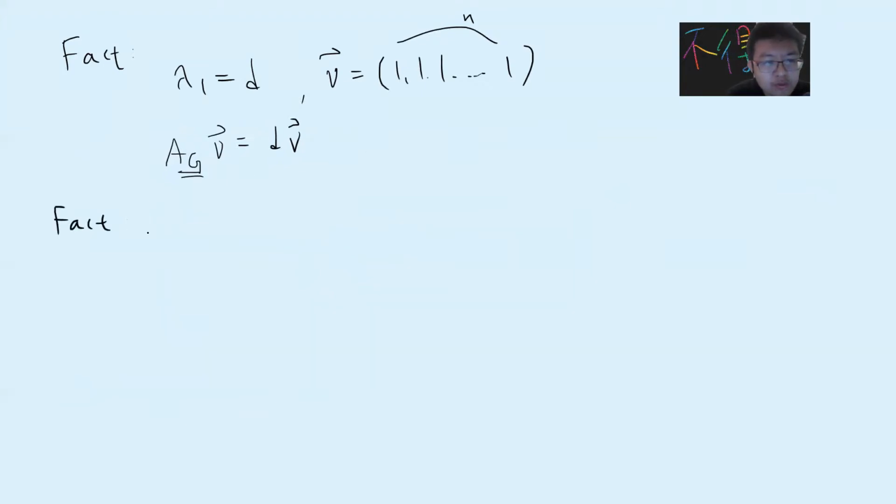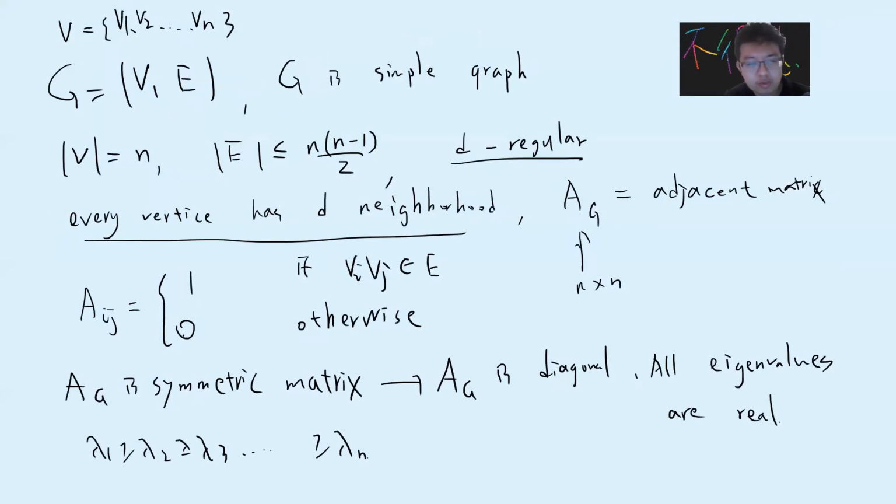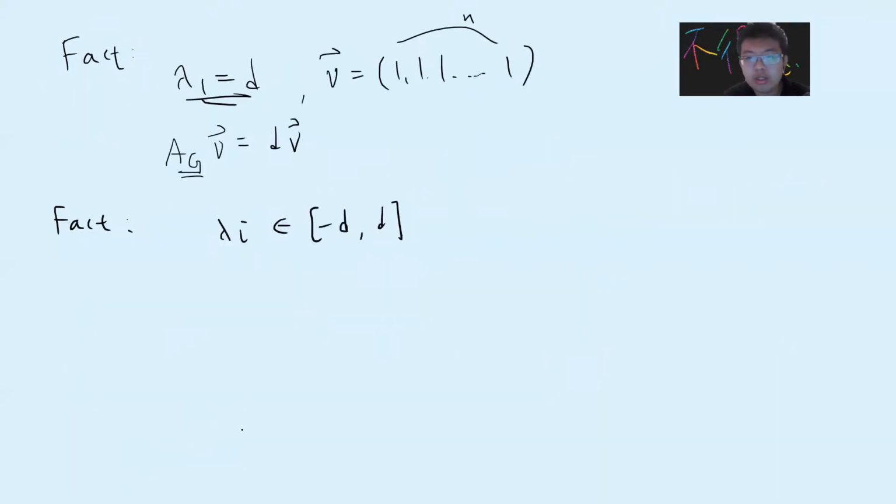And the second fact is that all the lambda_i will lie between minus d and d. So this tells you that lambda 1 actually does not have much information, right? Because lambda 1 is always d, so we look at lambda 2, lambda 3. You at least need lambda 2 to give you some information.